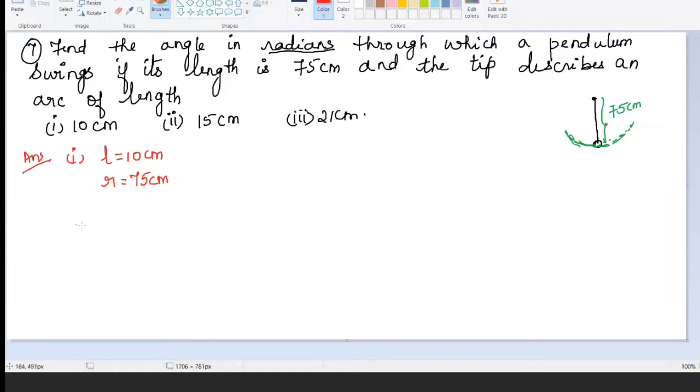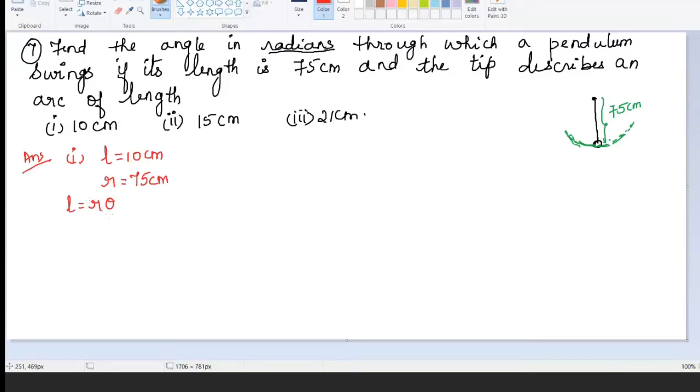Which formula do we know related to L and R? We have learnt that. Which is the formula? Come on. L is equal to r theta.